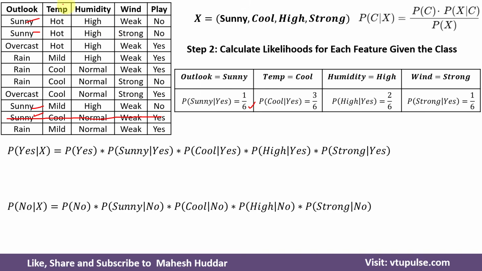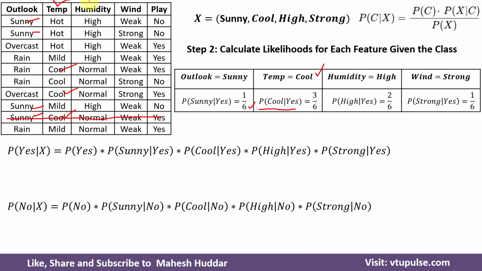Next, we need to take the second attribute, that is temperature. In this, we need to take the attribute value as cool. So here we need to find probability of cool given yes, and here we can see that cool given yes examples are 3. So which is equal to 3 divided by number of yes examples, that is 6. So which is equal to 3 divided by 6.